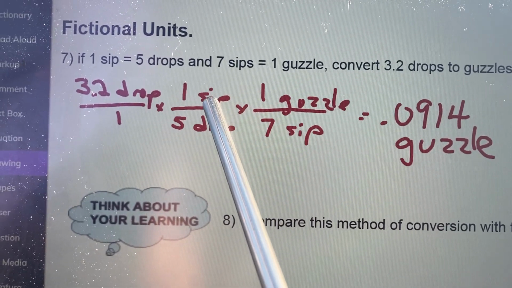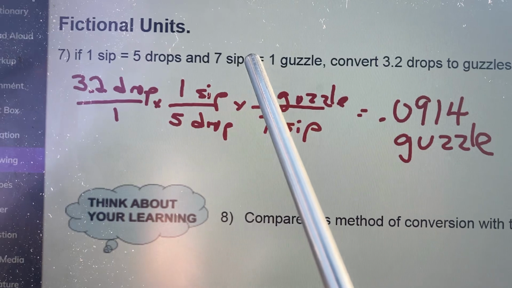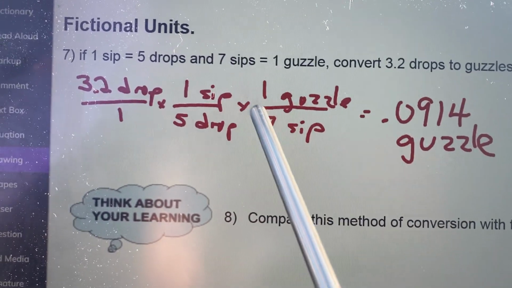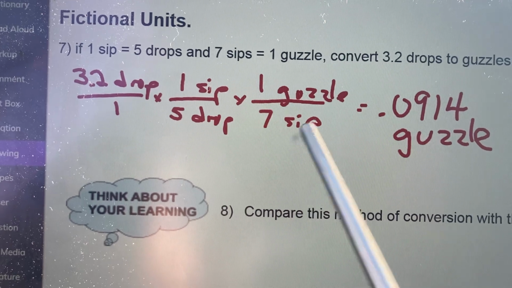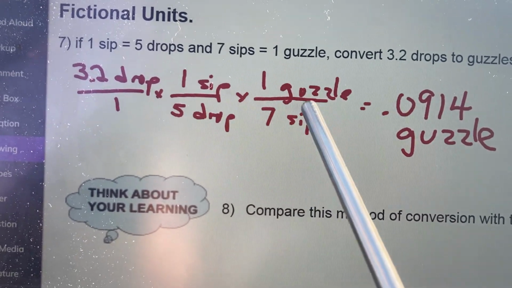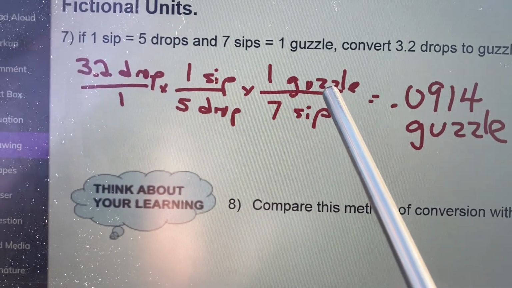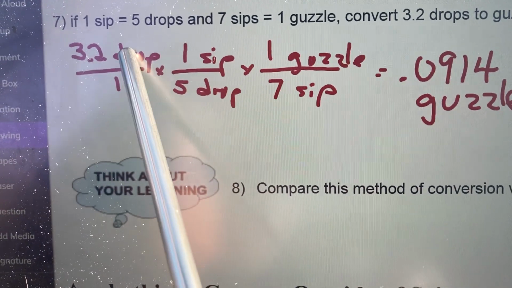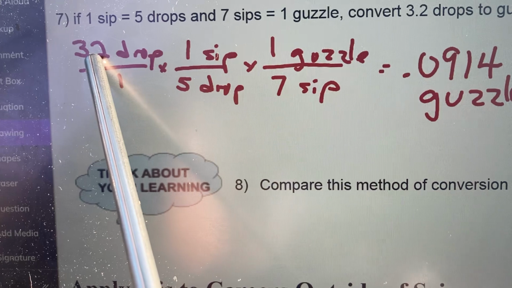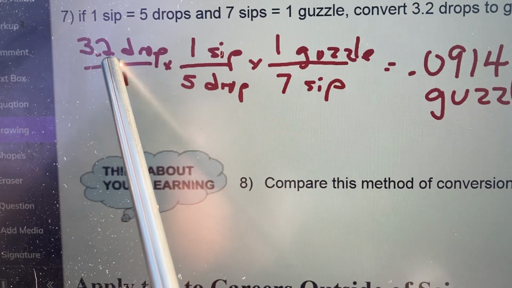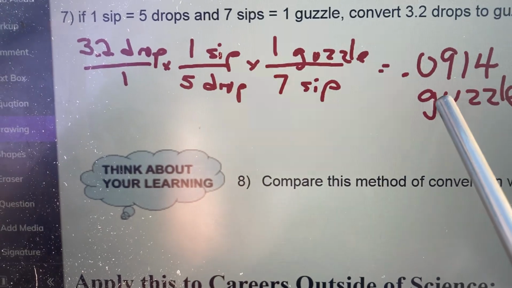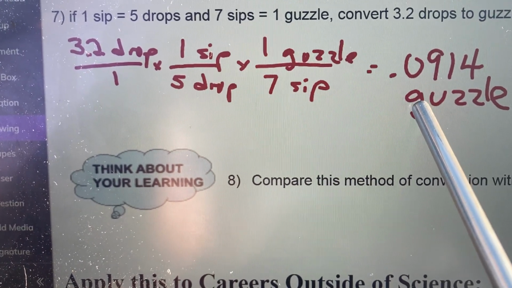Now I want to change from sips to guzzles. And here's the relationship there. 7 sips is 1 guzzle. So 7 sips on the bottom in order to cancel out. And then we have the 1 guzzle on top. And once again, multiply numbers on top, divide by the bottom. 3.2, divide by 5, divide by 7, and you should get 0.0914 guzzles.